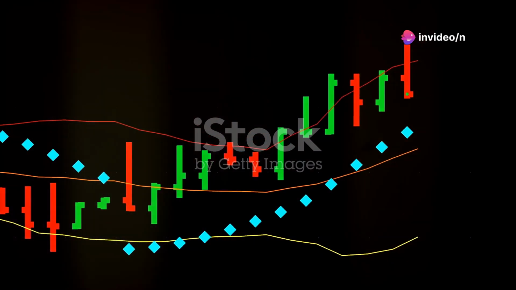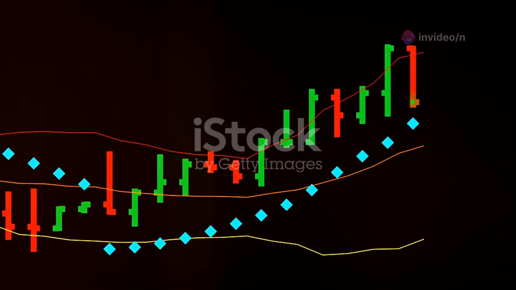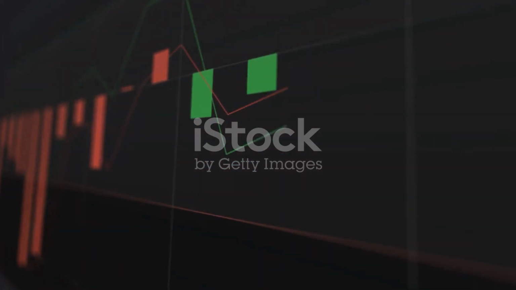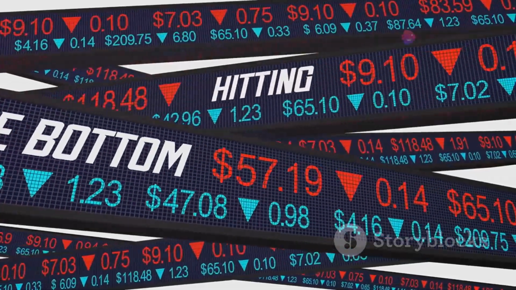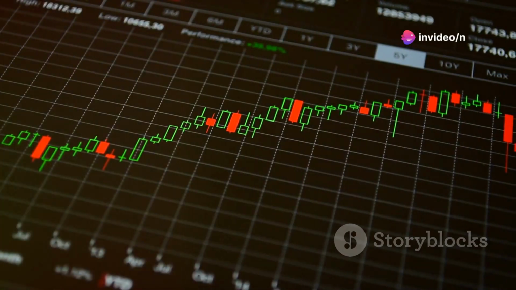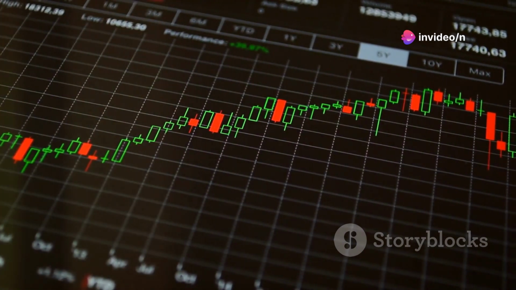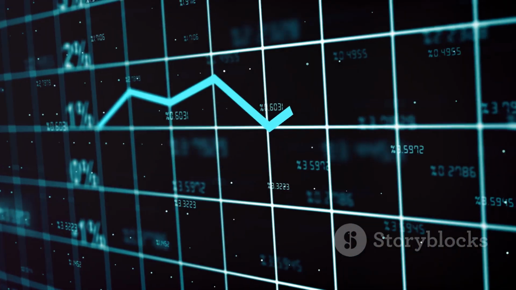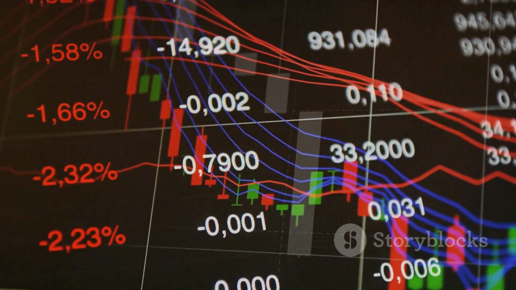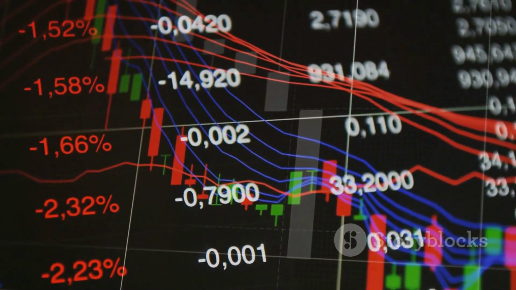Section 5. Identifying trends, the market's direction. One of the most important things to look for on a stock chart is the trend. A trend is the general direction in which a stock price is moving. There are three main types of trends: uptrends, downtrends, and sideways trends. An uptrend is characterized by a series of higher highs and higher lows. A downtrend is characterized by a series of lower highs and lower lows.